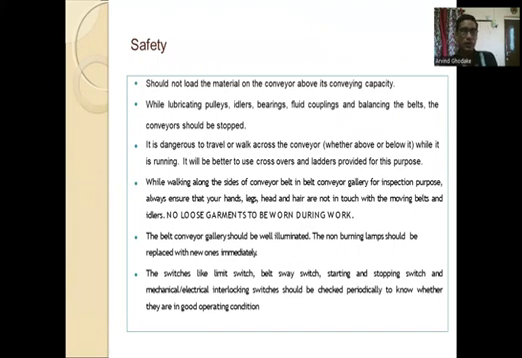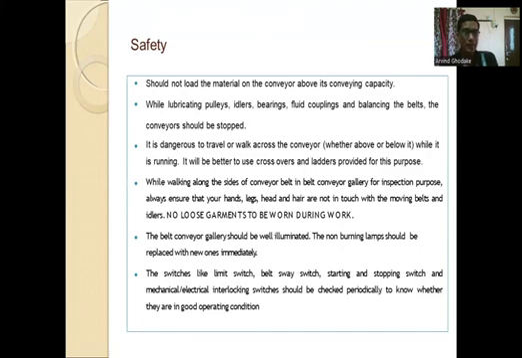Safety: do not load the material on the conveyor above the conveying capacity. While lubricating the pulleys, idlers, bearings, fluid couplings and balancing the belts, the conveyor should be stopped. It is dangerous to travel or walk across the conveyor. It is better to use the crossovers and ladders provided for the purpose. While walking along the side of the conveyor belt in the belt conveyor gallery for inspection purposes, always ensure that hands, legs, head and hair do not come in touch with the moving belts and idlers. No loose garments should be worn during the work.